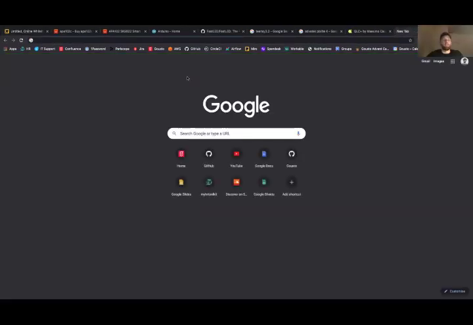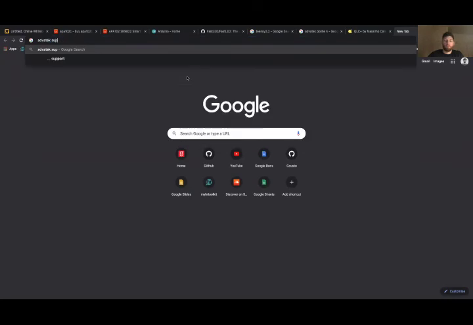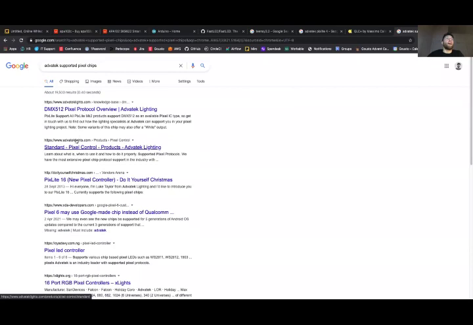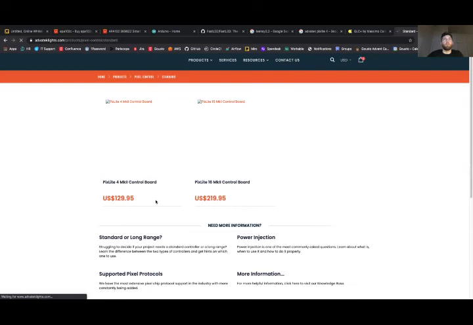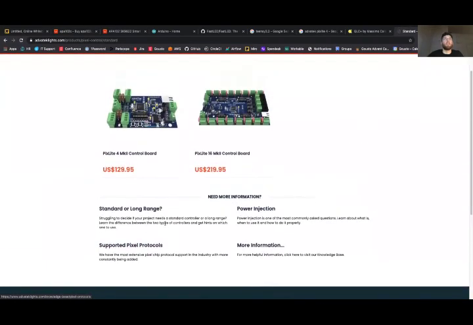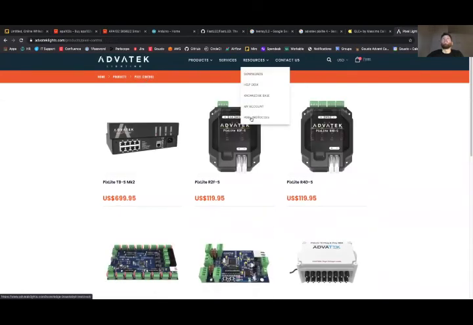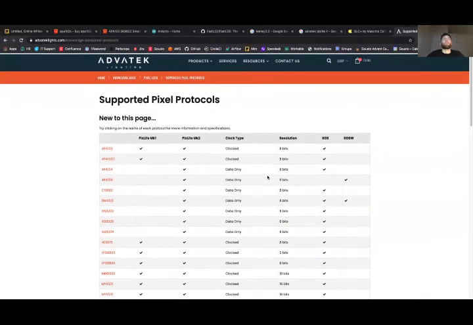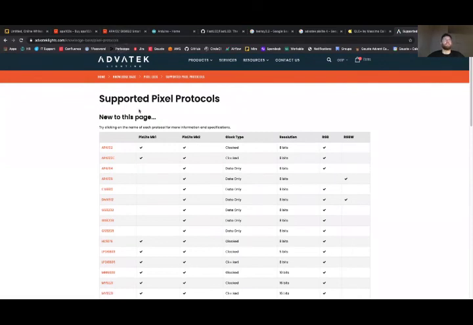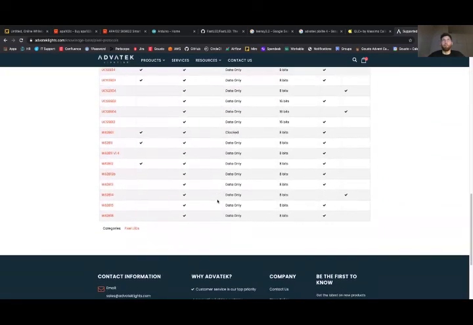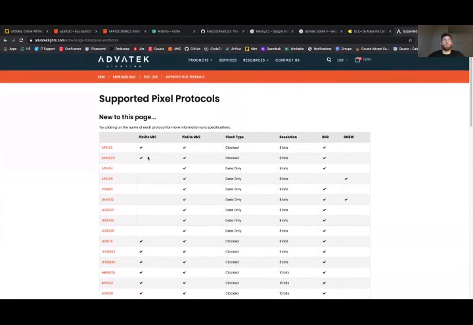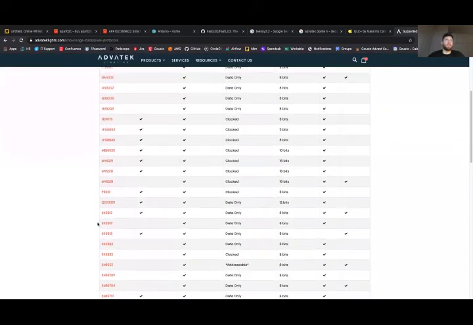Incidentally, Advatek actually has a vast quantity of documentation on their website about pixels. Here we go. This webpage, advatek lights.com knowledge base pixel protocols, is the single best webpage I've ever encountered for documenting the specifics of the different LED chipsets.